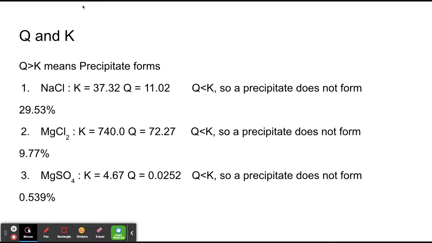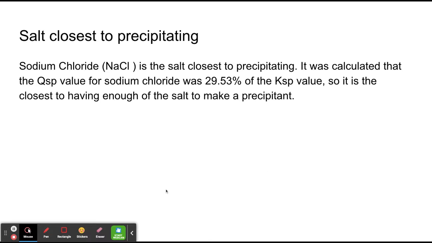And so comparing the Q and K, if Q is greater than K, that means a precipitate forms. So comparing number 1, sodium chloride, the K is obviously larger than the Q, so the precipitate does not form. Same thing for this one. K is way larger than the Q, does not form. And same thing for this one. It's larger, so precipitate does not form.